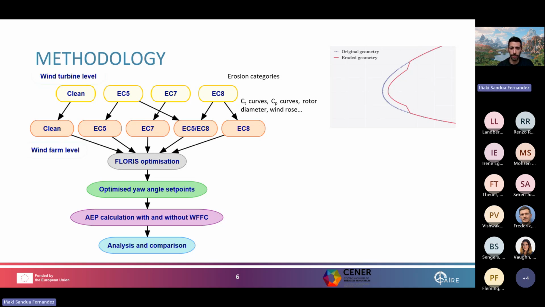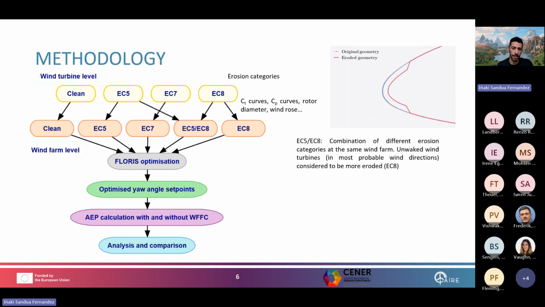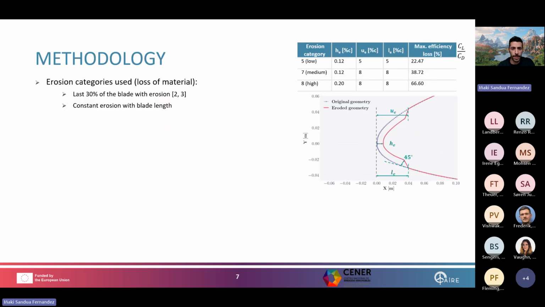With all these wind farm models, we run FLORIS optimizations to get the optimized yaw angle set points, and with them we calculate the annual energy production for the case without and with wind farm flow control. And last, we compare and analyze the obtained results. So as I said before, if we take a look at the erosion categories, we have them there in the table. We have that C form, and they are defined by 3 different parameters: HE, UE, and LE. And for this analysis, UE and LE have the same value.